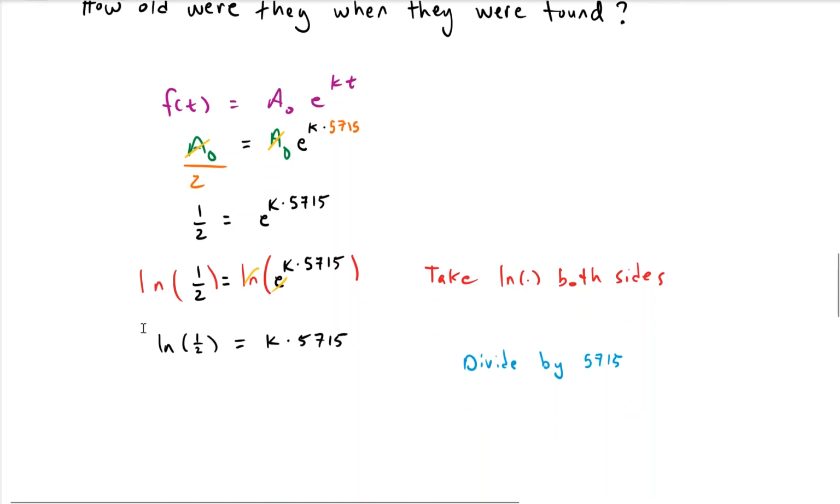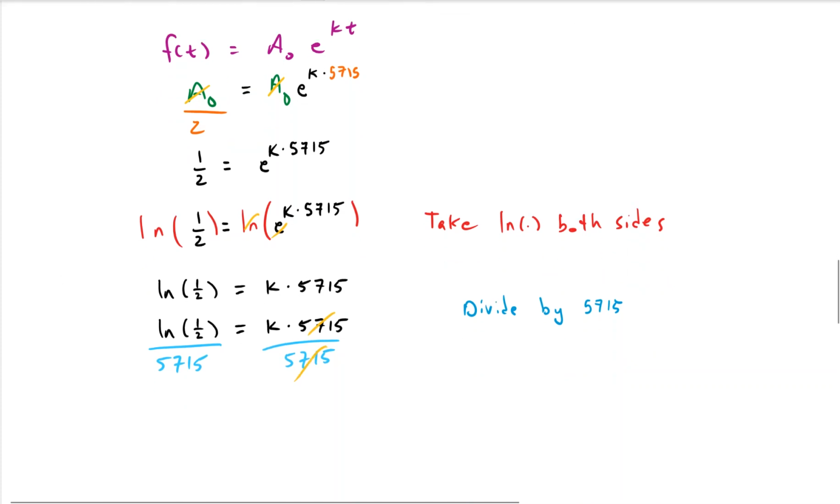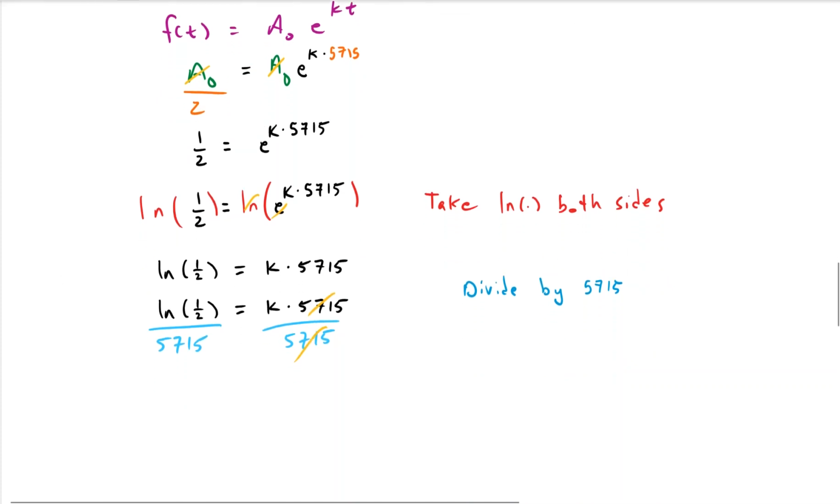Now, what we want to do is divide away what we don't want, right? We don't want that 5715 there, because that's what we're trying to solve for. So if we divide both sides by 5715, then the 5715 cancels on the right-hand side, and we're left with k, which is what we want, right? That's exactly what we want. So k then is natural log of 1/2 all over 5715.